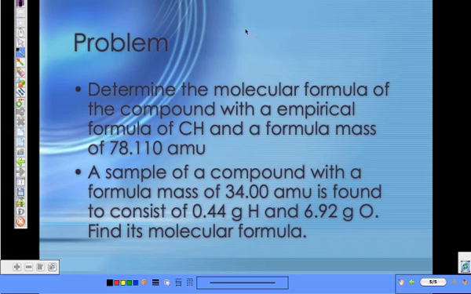By 6? Here's one way you can determine what you multiply by. You can divide 78.11 by 13.02, or you can just start plugging in numbers, 13 times 2, 13 times 3, whatever you want to do. But you guys say this is a 6? That's pretty close to 6, yep, 5.99 something. So what would the molecular formula be? C6H6, yep.